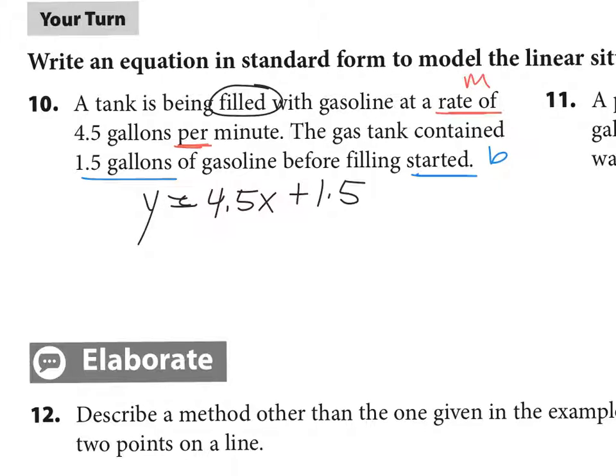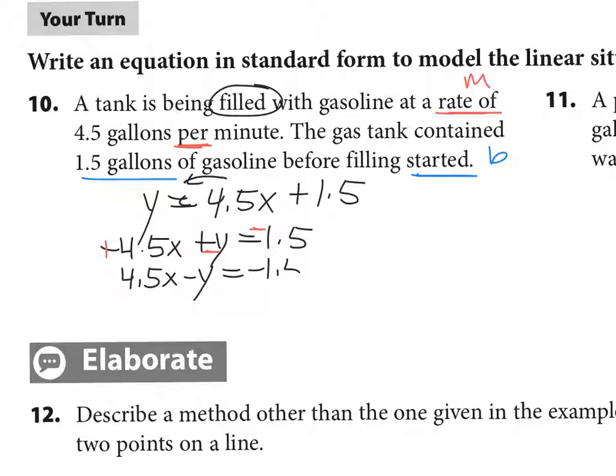Now, things to note here. Filled means it's going up, therefore our slope is positive, okay? And we started with 1.5 gallons in the tank. So both of those are positive values here. I'm going to move my X over. So I'm not going to show you. At this point we should know. But when I move it over, I do the opposite. So it becomes a negative 4.5x plus y equals 1.5. Got to go through and change all my signs because that X term has got to be positive. So now I have 4.5x minus y equals negative 1.5.